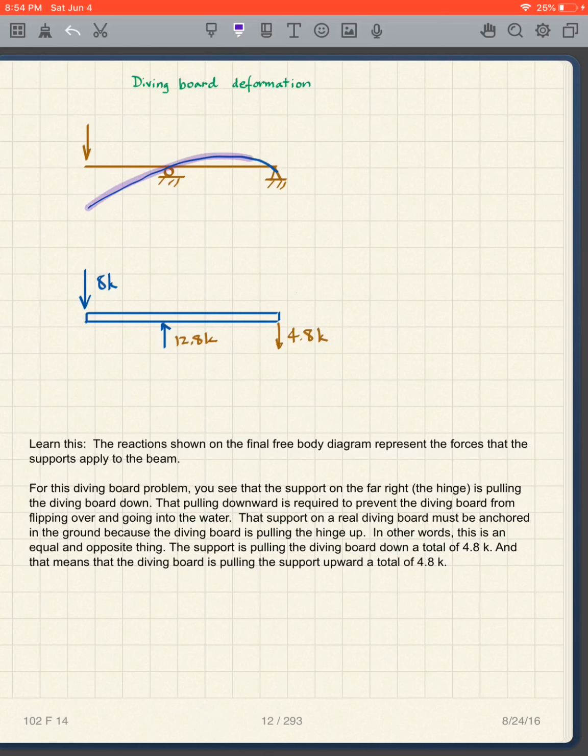It looks like this. Somebody stands on the end of the diving board. If you look closely, you're going to see the deformation of the diving board. It goes over the roller and goes down. The diving board goes up in this region and down in this region. So now, let's look at our final free body diagram. Our final free body diagram looks like this.